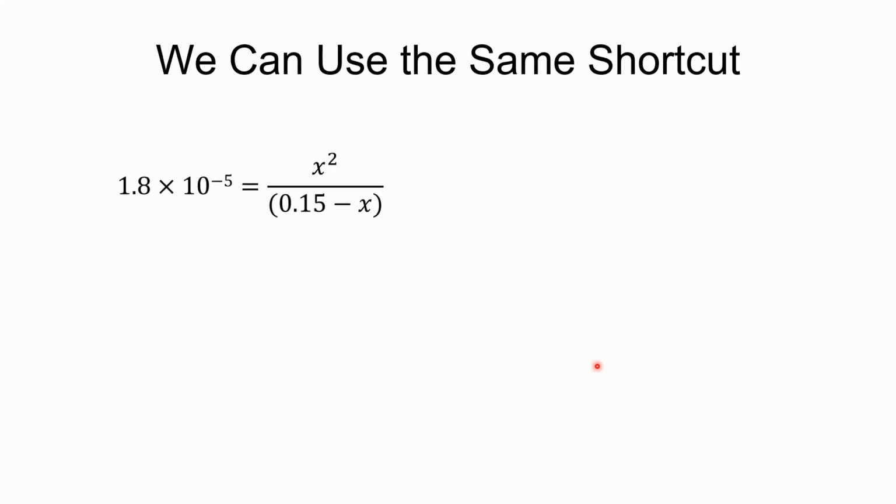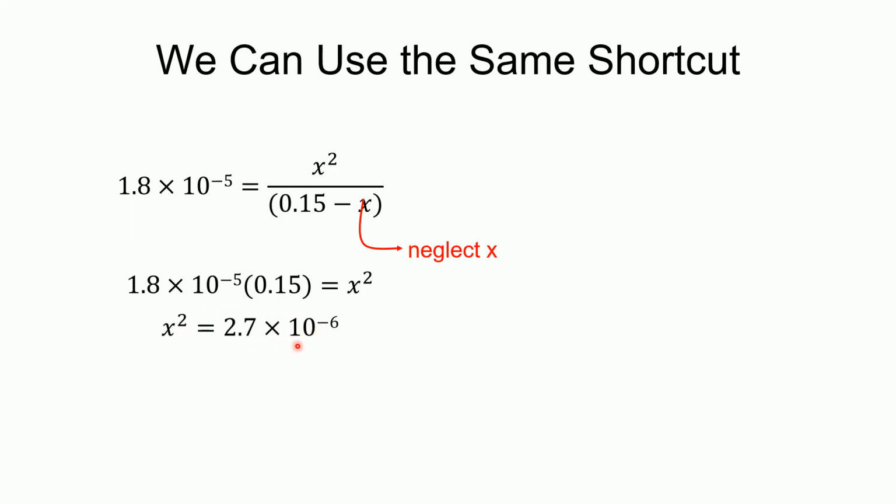So okay, there is our equation. I'm going to get out my red pen of neglect that x. And now we've got a fairly simple equation to solve. We'll cross multiply these. When we cross multiply, 1.8 times 10 to the negative 5 times 0.15 gives us x squared. We multiply those together and get 2.7 times 10 to the negative 6. And then finally, when we take the square root of this, we will get 1.6 times 10 to the negative 3.